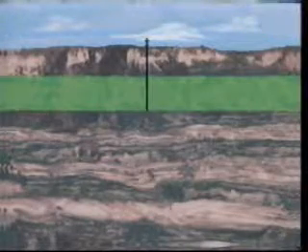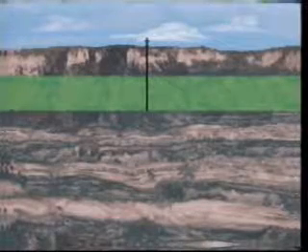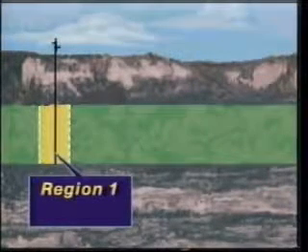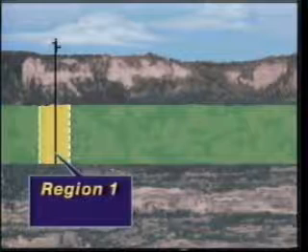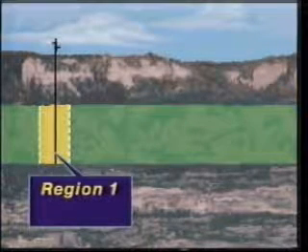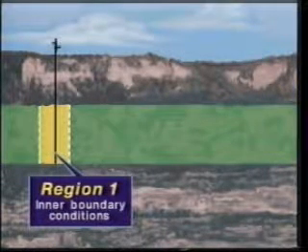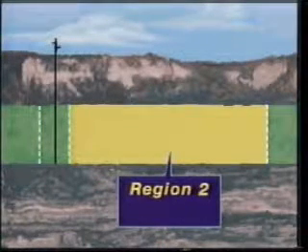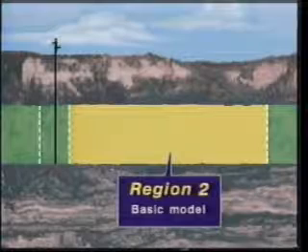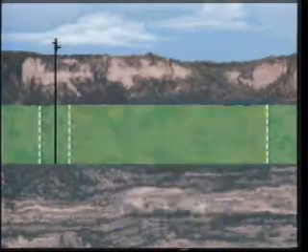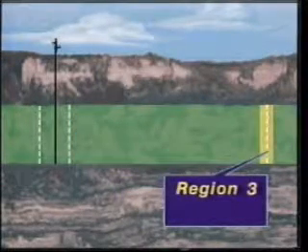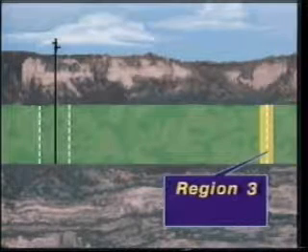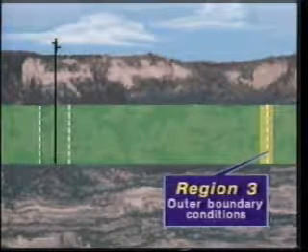Now we wish to define the conditions of a reservoir more systematically. We may divide it into 3 principal regions. Region 1 is the wellbore and near wellbore region. Mathematically, this is referred to as the inner boundary conditions of our reservoir. Region 2 is the reservoir description itself, which mathematically is referred to as the basic model. Finally, we have Region 3 at the outer extent of the reservoir, what we call the outer boundary conditions.